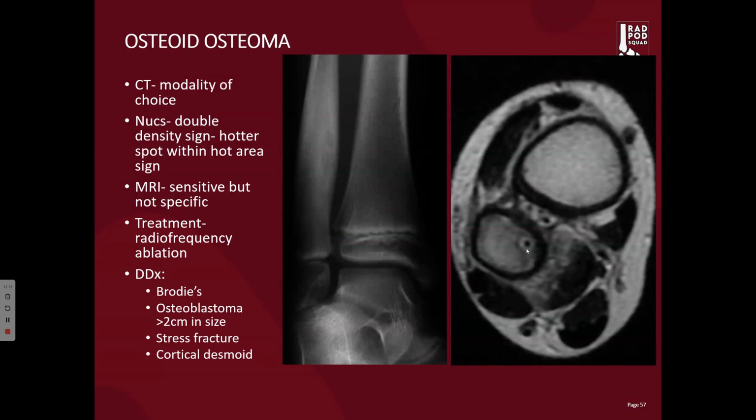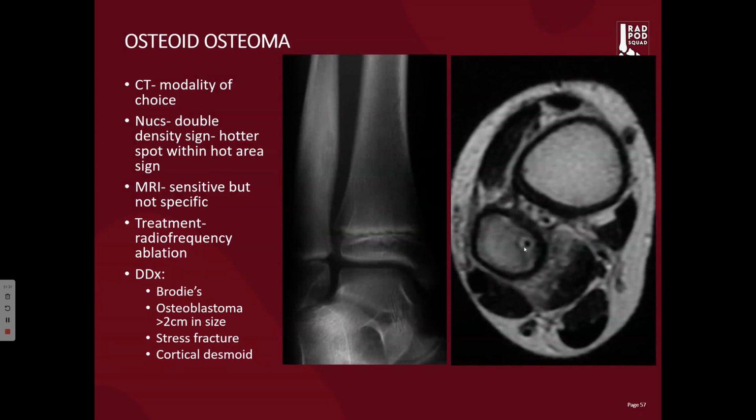MRI, we can see lesions and we can pick them up, which means they're sensitive. We can see it, but we don't know exactly what it is. It's not specific. Treatments of these lesions include radiofrequency ablation. And there's a differential diagnosis. Not every one of them looks perfectly like a little nidus and surrounding sclerosis.